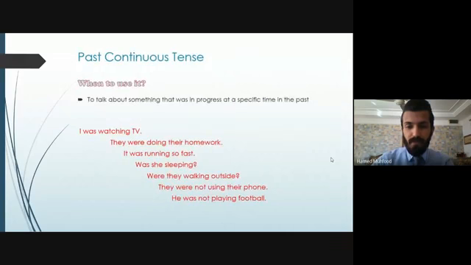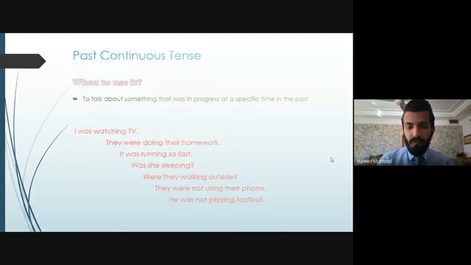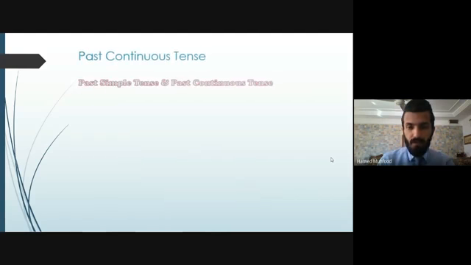He was not playing football. This is another example. So I was watching TV. They were doing their homework. It was running so fast. Was she sleeping? Were they walking outside? They were not using their phone. He was not playing football. These are examples of sentences with the past continuous tense. I mean, affirmative, negative, and interrogative sentences.